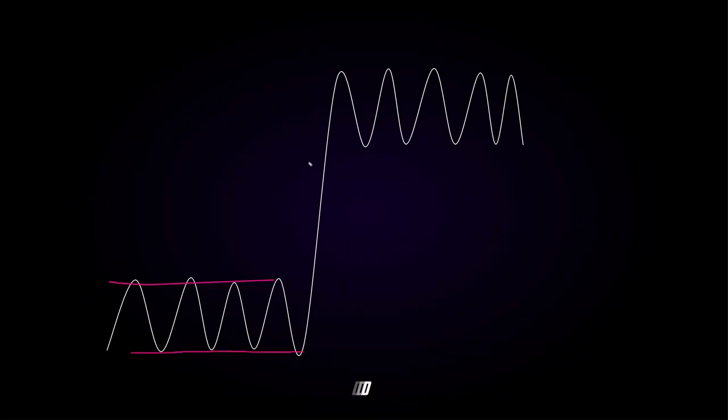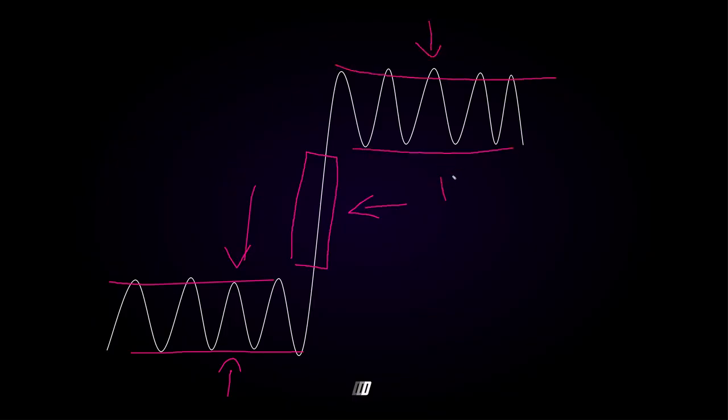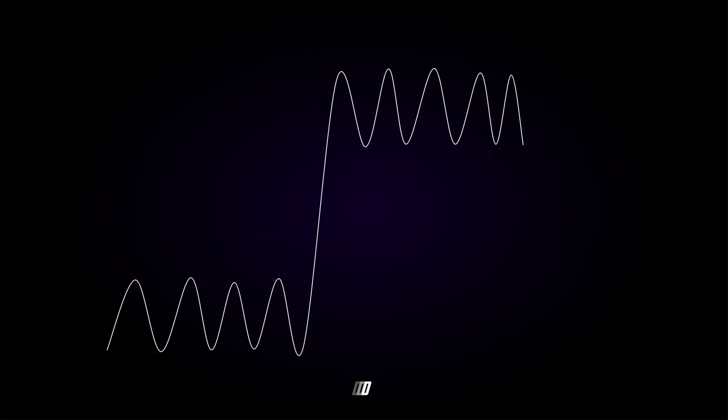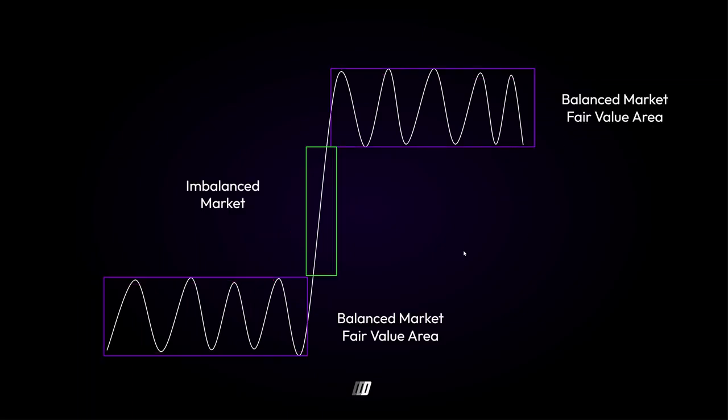Consolidation, balance, fair value, imbalance, no fair value, search for liquidity, price discovery, and then again, balance. Okay? These are the main phases of the auction market theory model.